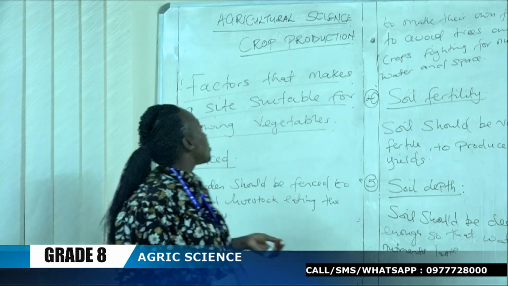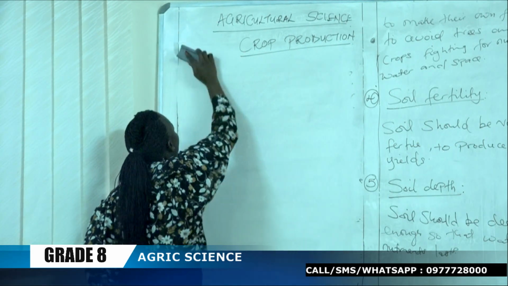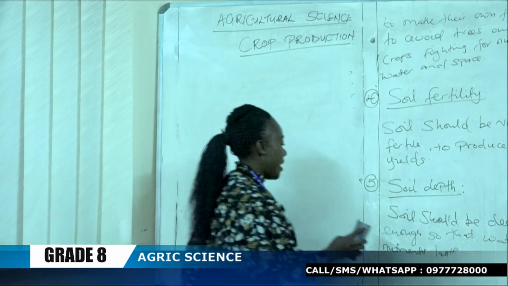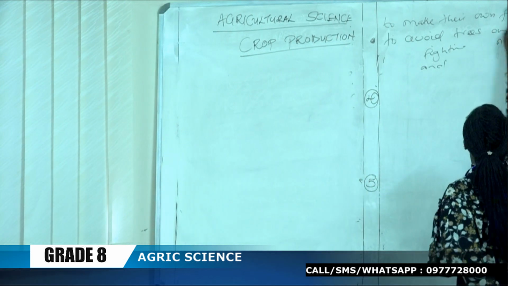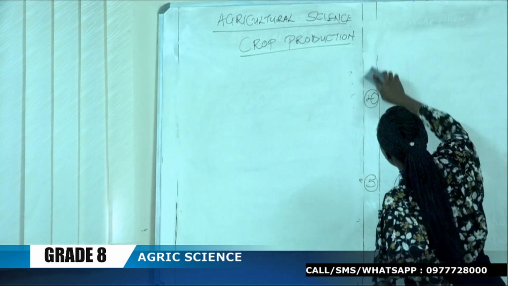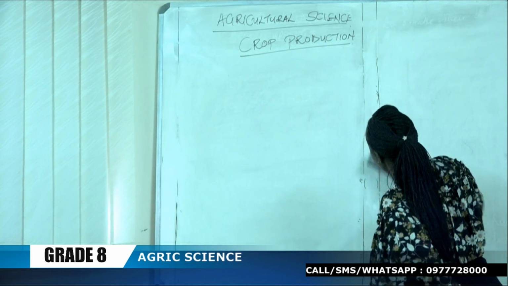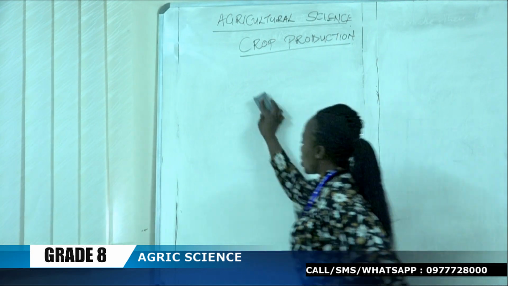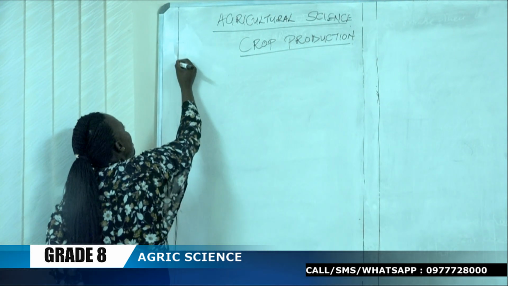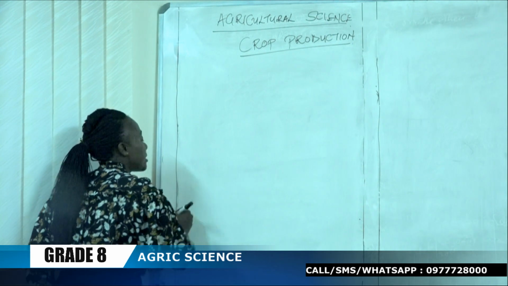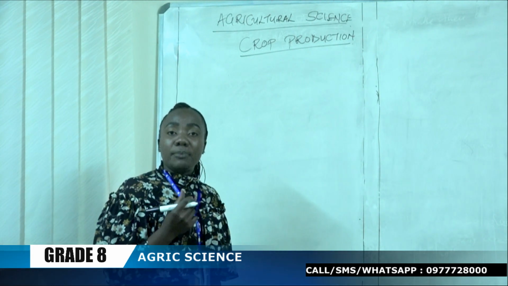Okay. So after learning these factors, how do you plan a simple vegetable growing? After knowing the factors, that the land should be leveled, source of water, away from big trees, soil depth, fertility, and the garden should be fenced. Okay? So how do you plan? How do you draw a simple plan for vegetable growing?